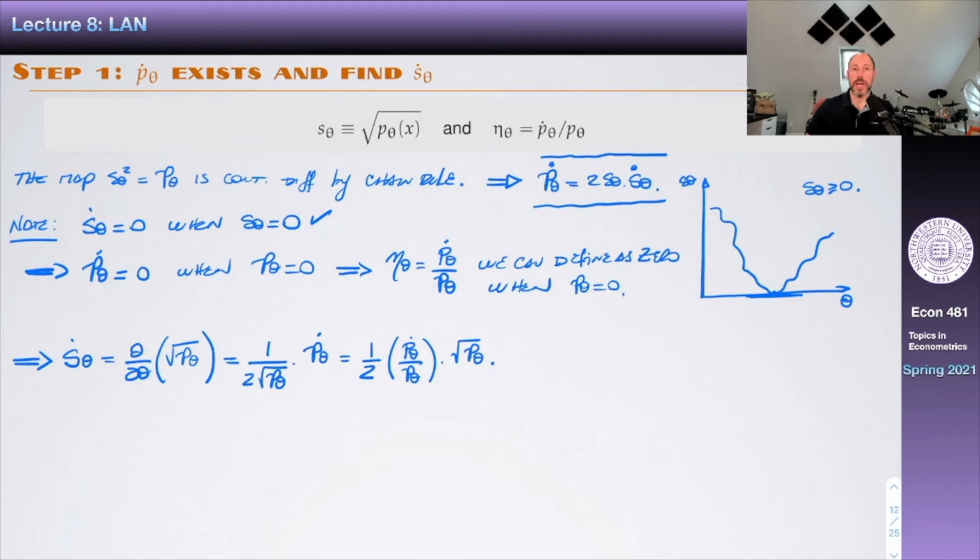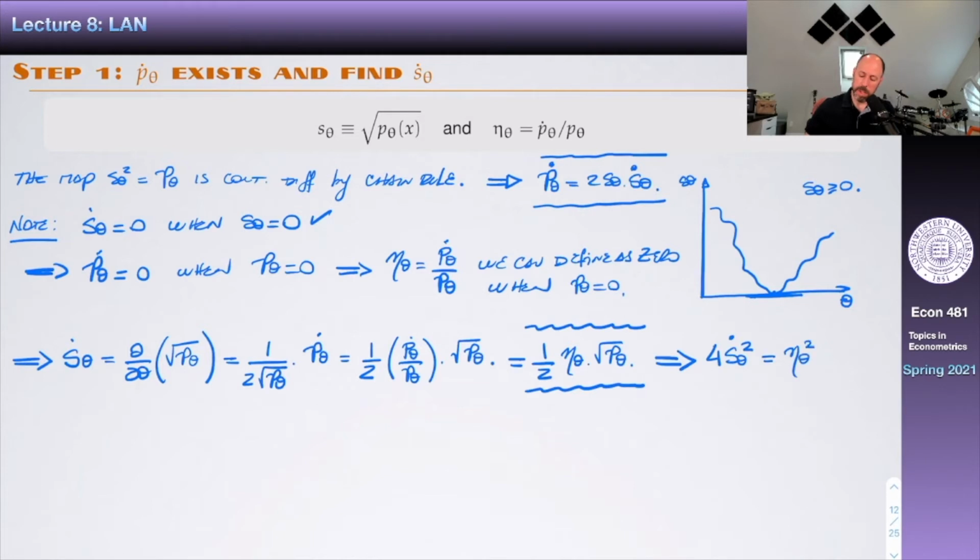And this is what we obtain. So we can actually write this as 1/2 eta theta times square root P theta. And for something I'm doing later, I can write 2 S dot theta equal to this, which implies, because this is exactly what I'm going to use later, 4 S dot square equals eta square P theta.